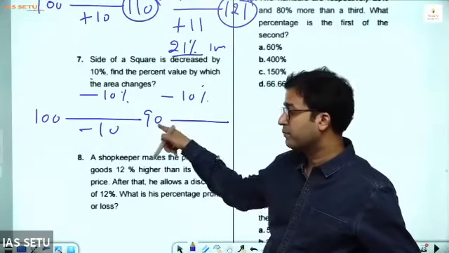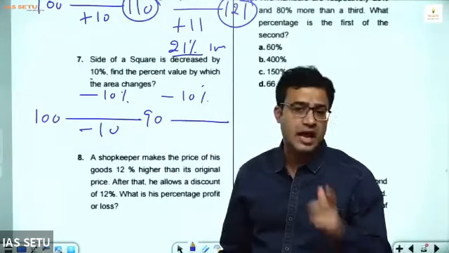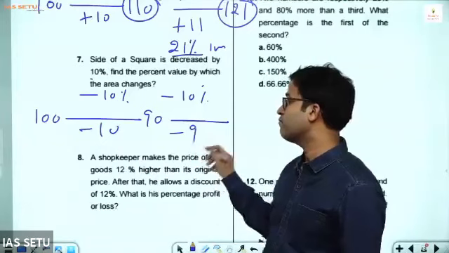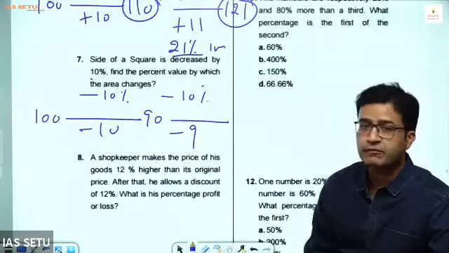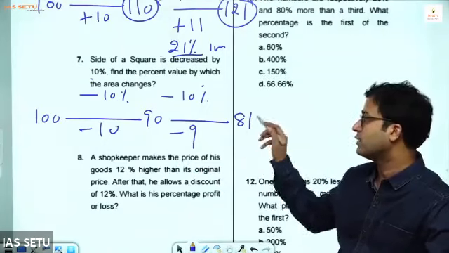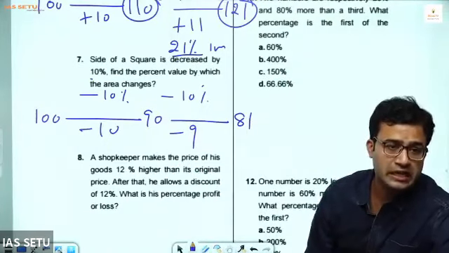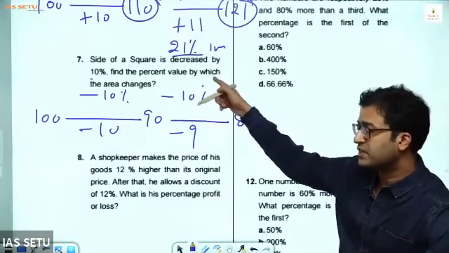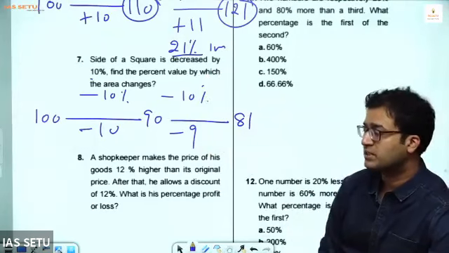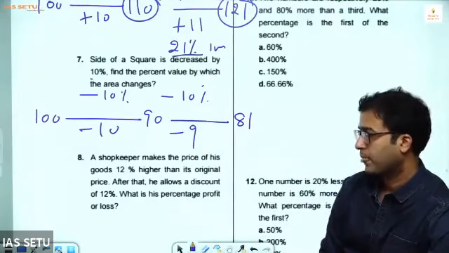Second effect will be based on this 90. What is 10% of 90? 9. And it is negative, minus 9. Online students, tell me 90 minus 9, what do we get? 81. Is this 81 more than 100 or less? Less. How much less? 19% less. So there is a 19% decrease here. Question number 7, 19% decrease in the area of the square.